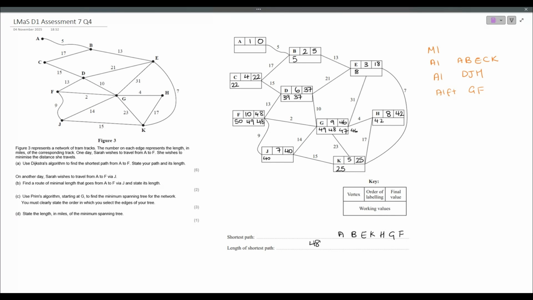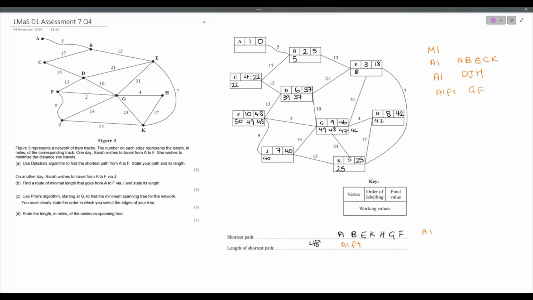Last but not least, we're going to have an accuracy mark for the path, and the path needs to be correct, but there is a follow-through accuracy mark for the length of the shortest path, as long as it matches your final value at F.